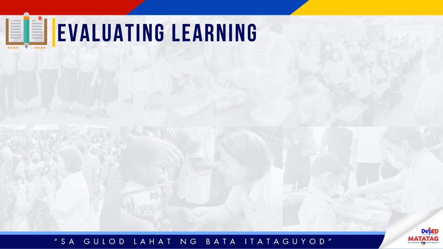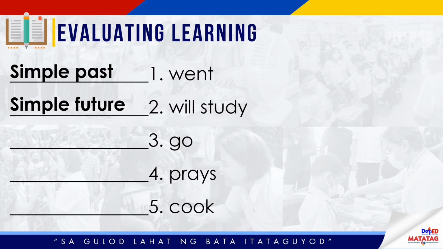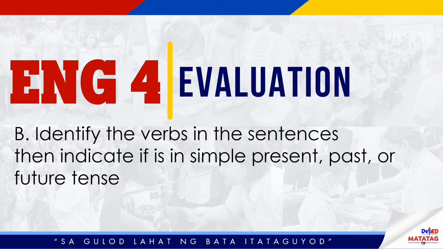Now let us check your answers. For number one, went, simple past. Number two, will study, simple future. Number three, go, simple present. Number four, praise, simple present. And number five, cook, simple present. Did you get the perfect score? You are doing great! Now, let us have the second activity.